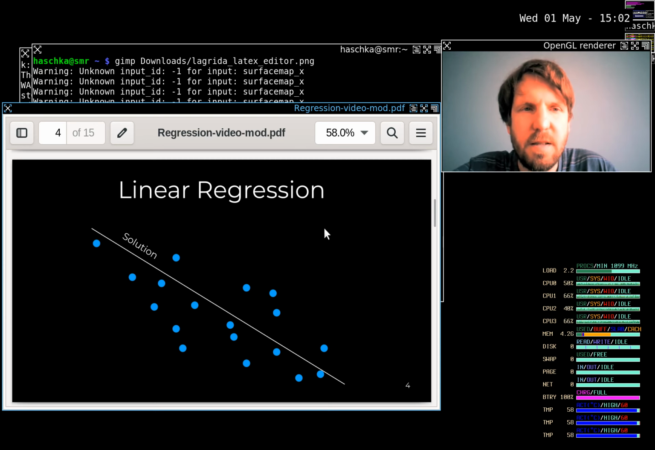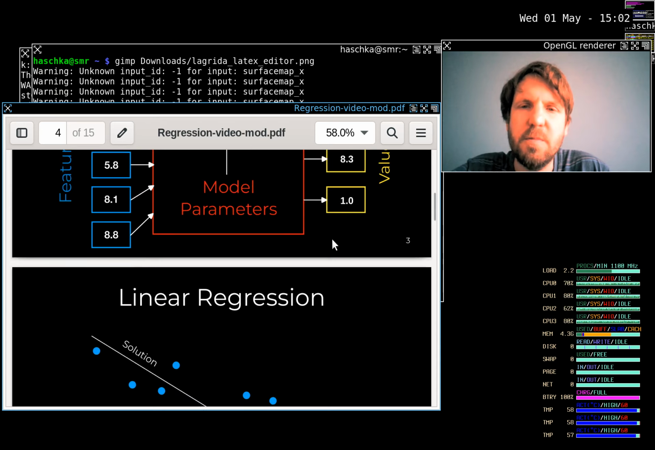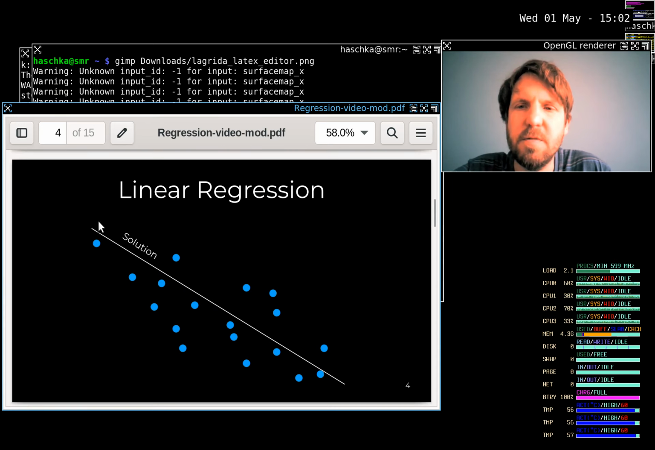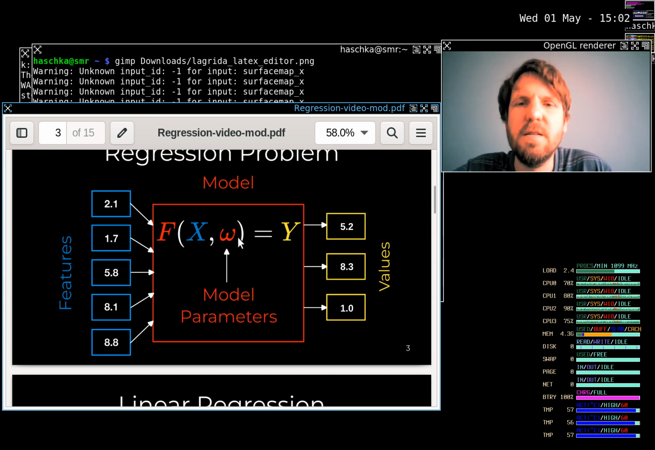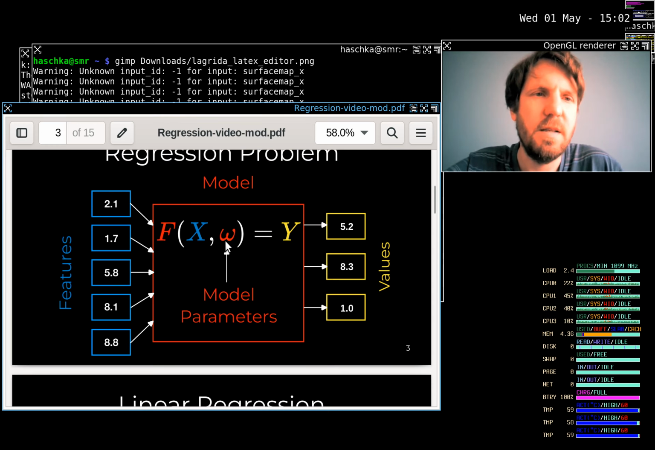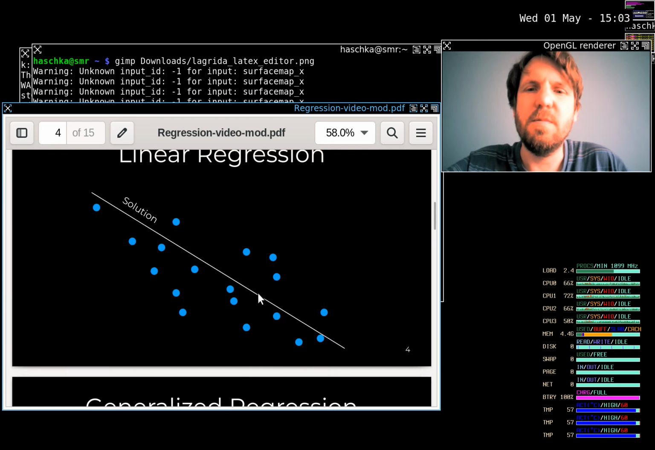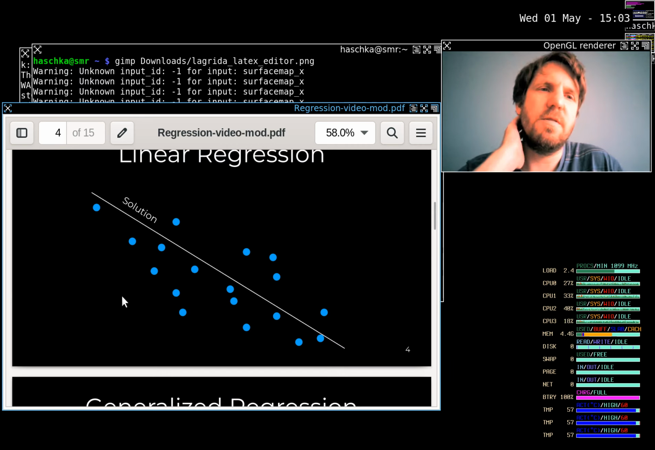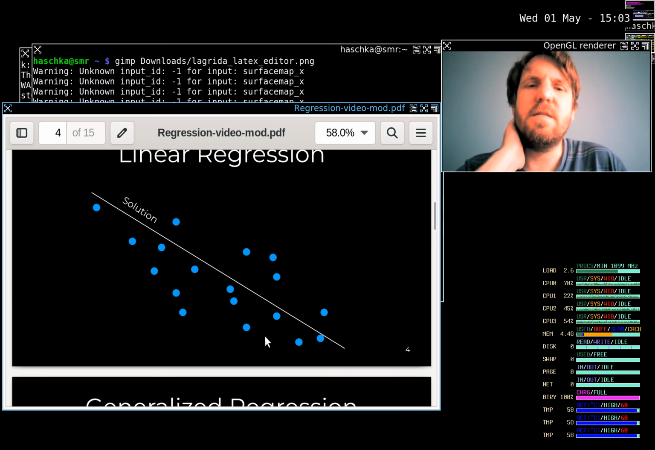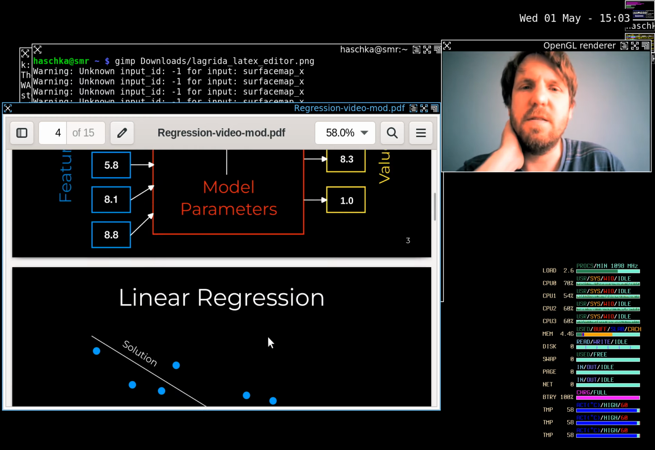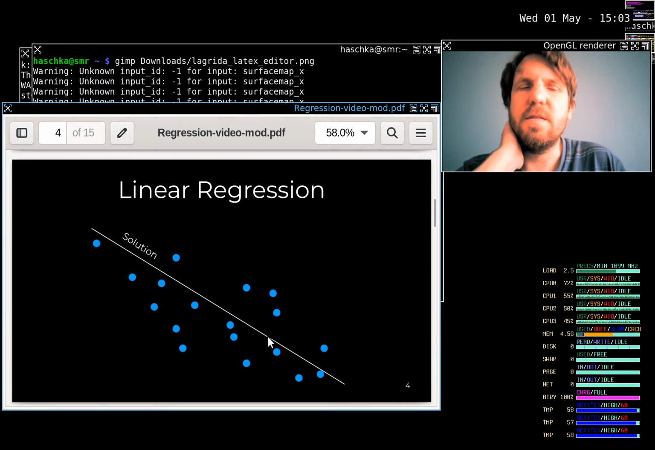That's the linear case. What would be the model parameters in this case? If the curve is determined by the typical straight line y equals ax plus b, then this omega would comprise the values a and b. You could adapt a and b so that it gives the best predicted value for the feature that you show it. That's as easy as that. This is the simplest case of a regression.